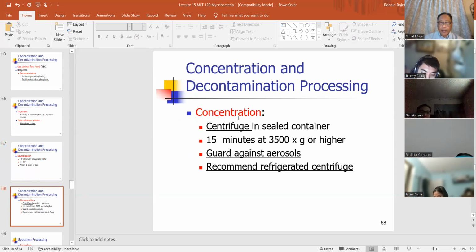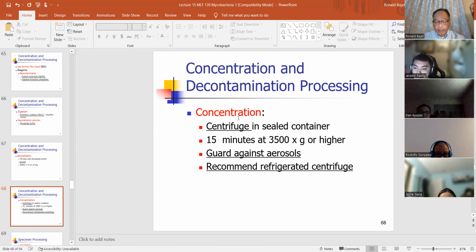Concentration, that's the centrifugation portion, and you centrifuge it in a sealed container. You can't just put it in the same centrifuge that you're spinning down blood. Usually the buckets are the type that have caps that you screw on to the actual bucket. And when you centrifuge it, it has to be in an enclosed space. You don't want any aerosols from the centrifuge to infect you.